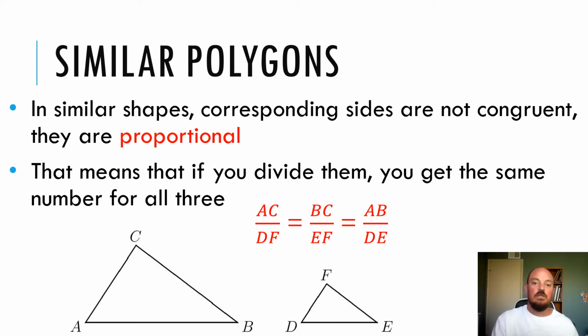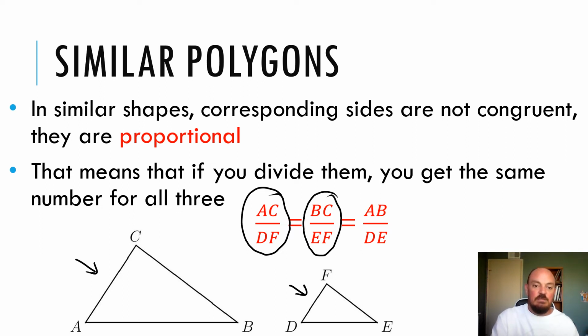So for example, I wrote it as fractions, but remember, fractions mean divide. So this right here means AC divided by DF. That would be this side right here divided by this side right here. Now whatever it equals, maybe I divide them and I get 5, just to make up a number. That means when I divide BC by EF, this side here divided by this side here, you're going to get 5 again. And when I do AB divided by DE, that's the bottom divided by the bottom, I get 5 again.